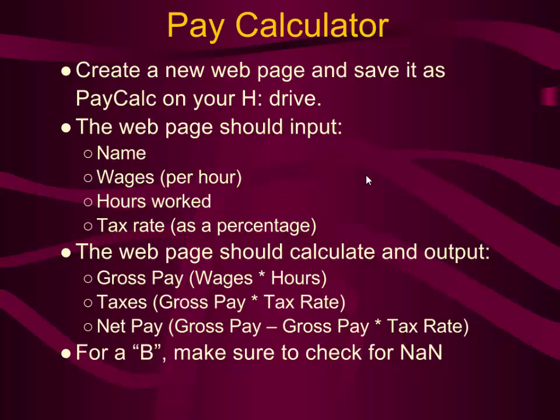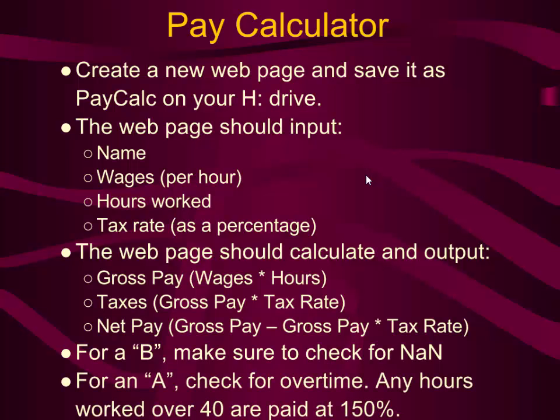Now, if you want to be on the assignment, you make sure to check for not a number. Anytime you ask them for a number, you want to check that to make sure that if it's not a number, it shouldn't do anything, but it shouldn't crash either. For an A, you need to check for overtime. The way overtime works at most businesses is that if you have to work more than 40 hours a week, you get time and a half. So that's the pay calculator.